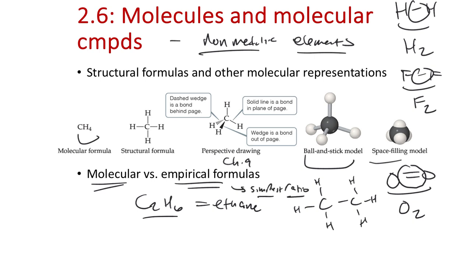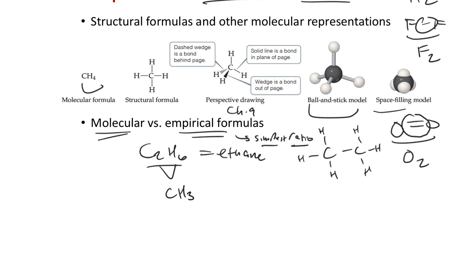So the simplest ratio in C2H6 would be CH3. But saying the empirical formula of ethane is CH3 doesn't really mean anything. If you had another compound that was C4H12, well, my brain shut off for a minute. C4H12 would share the same empirical formula as C2H6, I think. Yeah. And so this would also have that same empirical formula of CH3.